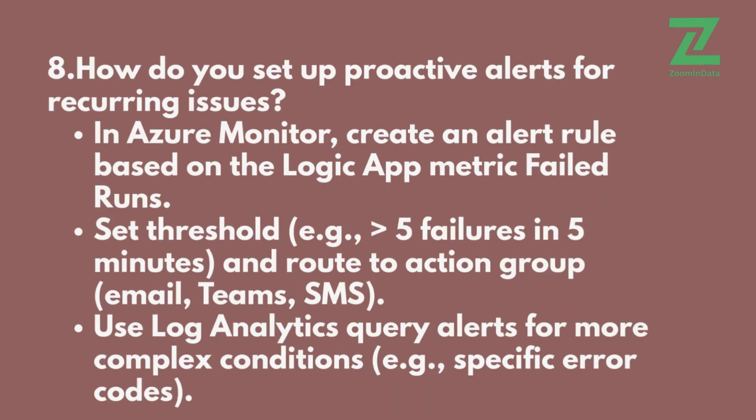How do you set up proactive alerts for recurring issues? In Azure Monitor, create an alert rule based on the Logic App metric failed runs. Set a threshold, for example greater than 5 failures in 5 minutes, and route to an action group: email, Teams, SMS. Use Log Analytics query alerts for more complex conditions, for example specific error codes.